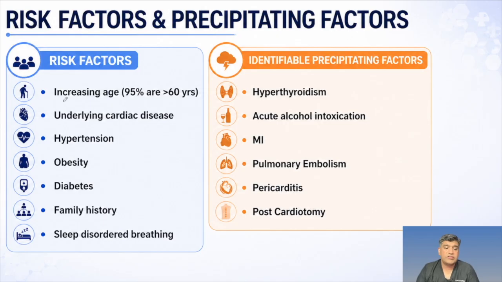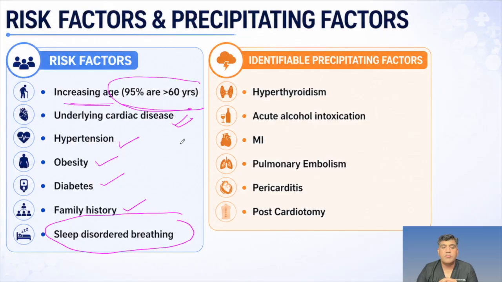So what are the risk factors? Increasing age. 95% of the patients who come to our outdoors or are inpatients with atrial fibrillation are greater than 60 years of age. Underlying cardiac disease: practically any cardiac pathology, whether it be cardiomyopathy or ischemic heart disease, can cause atrial fibrillation. Hypertension, obesity, diabetes, family history of atrial fibrillation and sleep disordered breathing. These are important risk factors of atrial fibrillation.